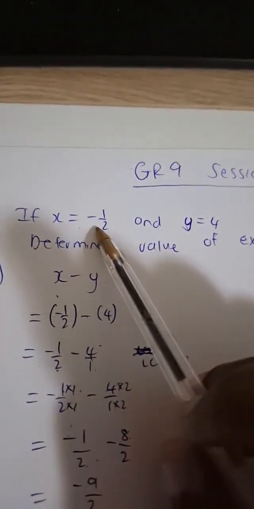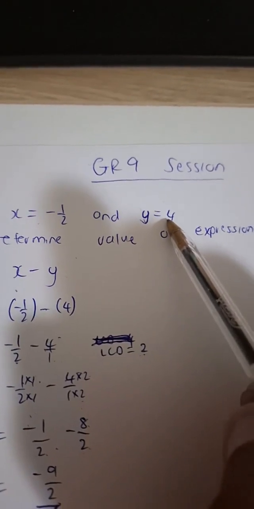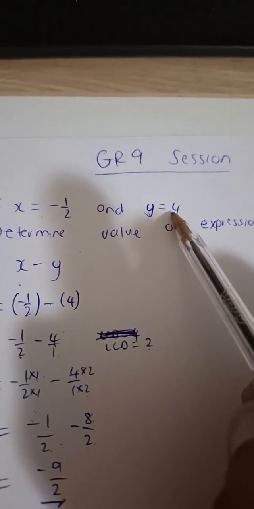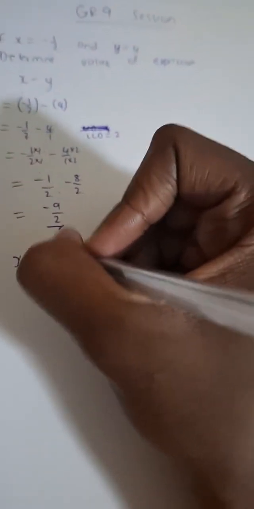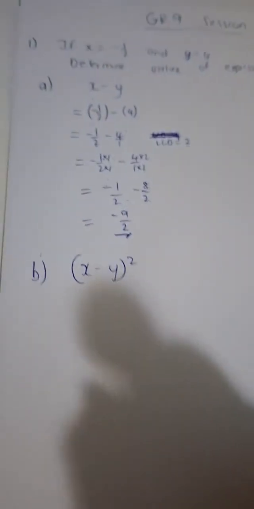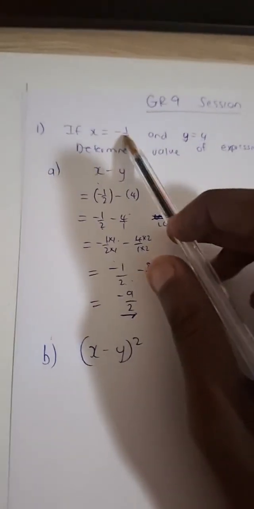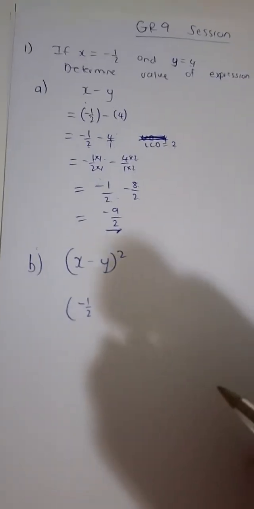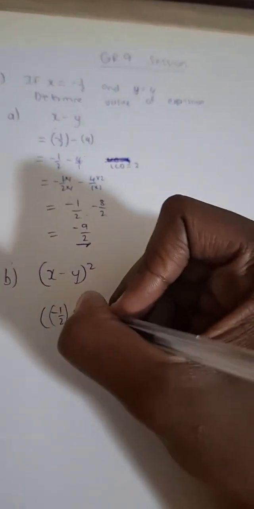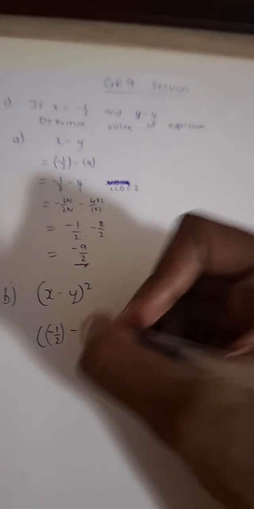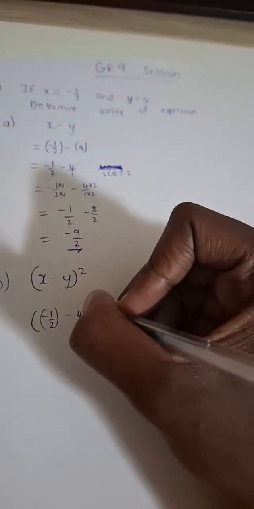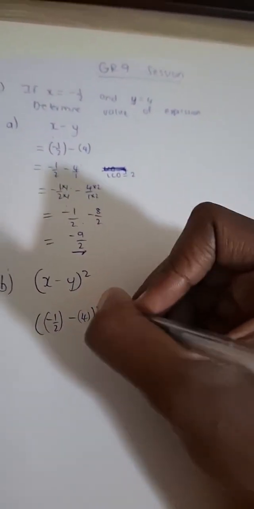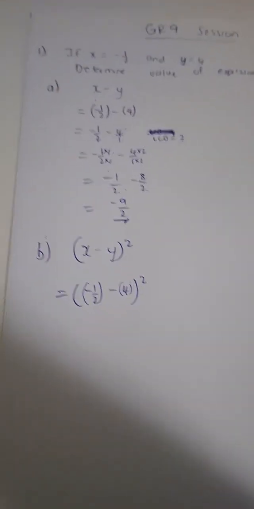Okay, so we're still saying when x is equal to negative half, y is equal to 4, we want to find the value of the following. Let's look at this one. What about when we are given the expression x minus y, the whole thing squared? Our value for x is negative half. Our value for y is 4. And then we are told that we have to square the entire thing.